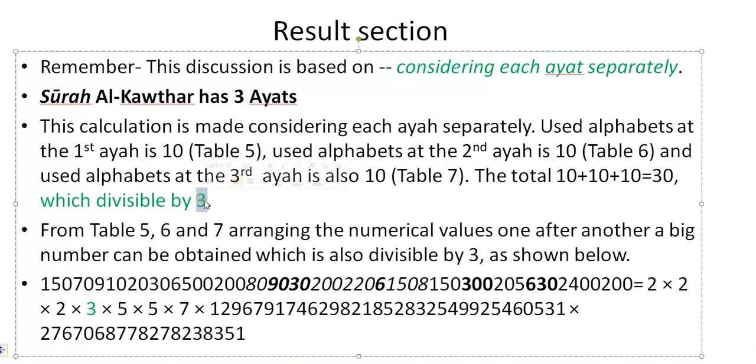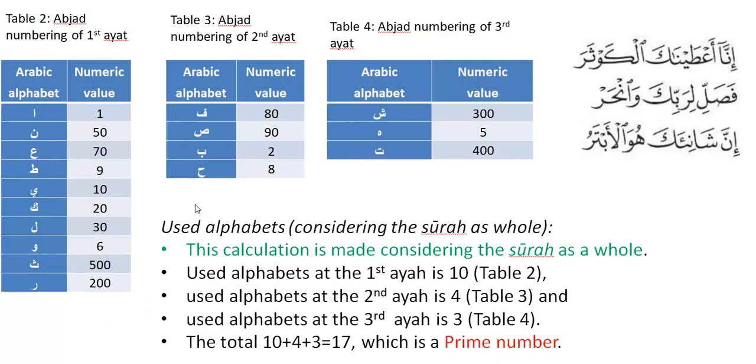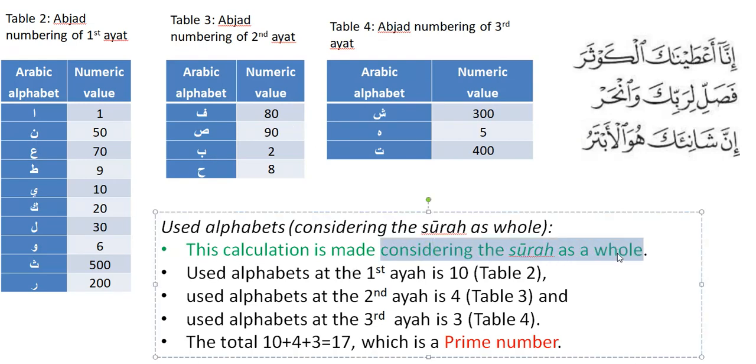So we see the existence of 3 here, and we see the existence of the number 3 here, and also the existence of the number 3 here. And in the first discussion, we considered the surah as a whole, and we see the existence of primes in this discussion.